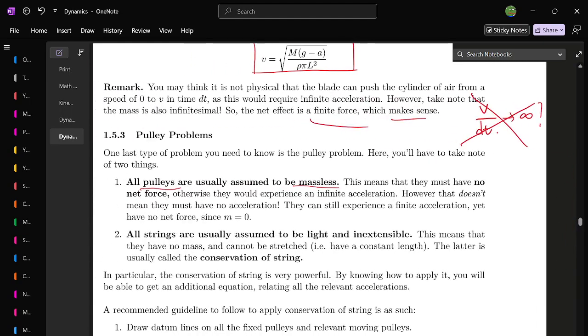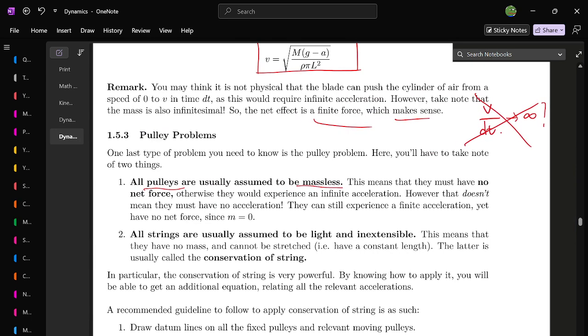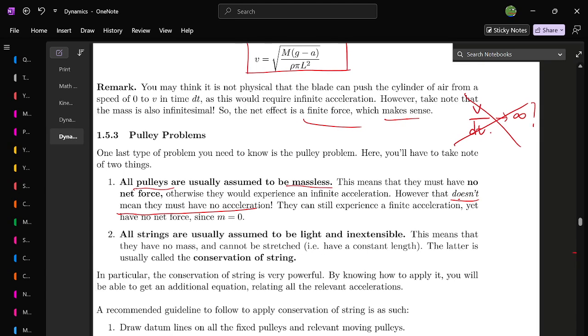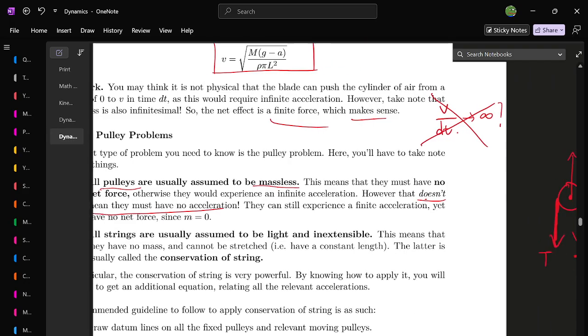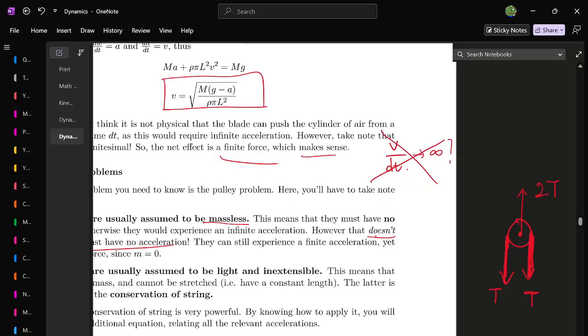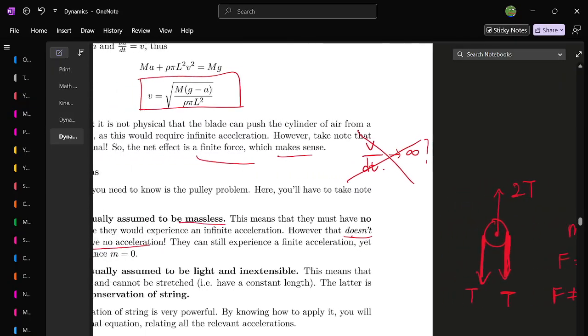But we have to be careful about this because even a massless pulley can have acceleration. It doesn't mean that a massless pulley has no acceleration, because they can still experience a finite acceleration but have no net force. It still all makes sense because m equals 0. So just be careful about that. But the massless condition just means that you can balance forces on a pulley. That's it.